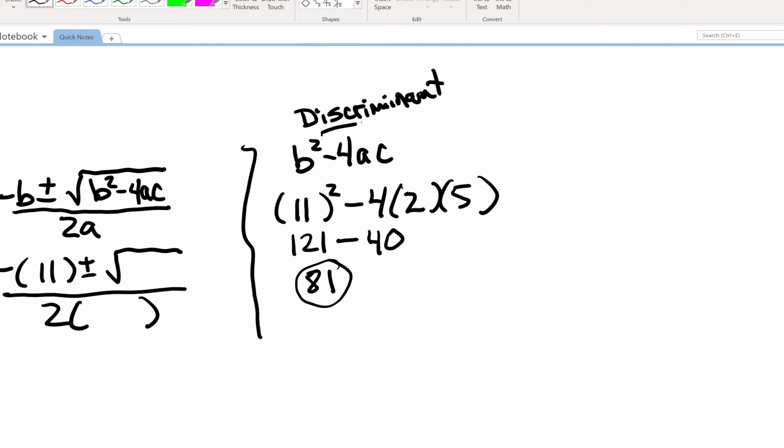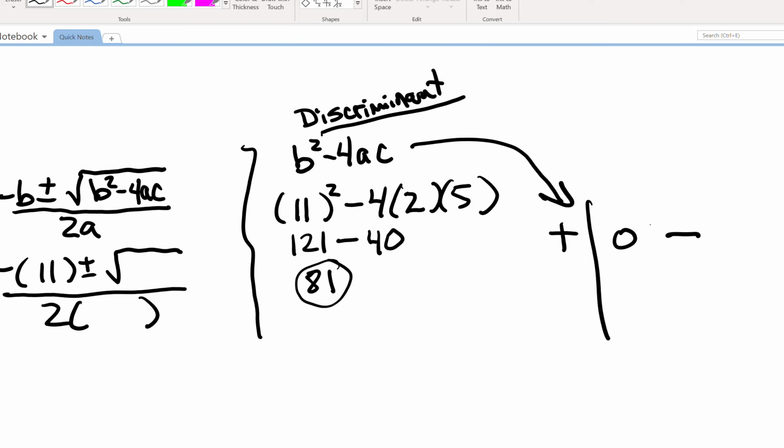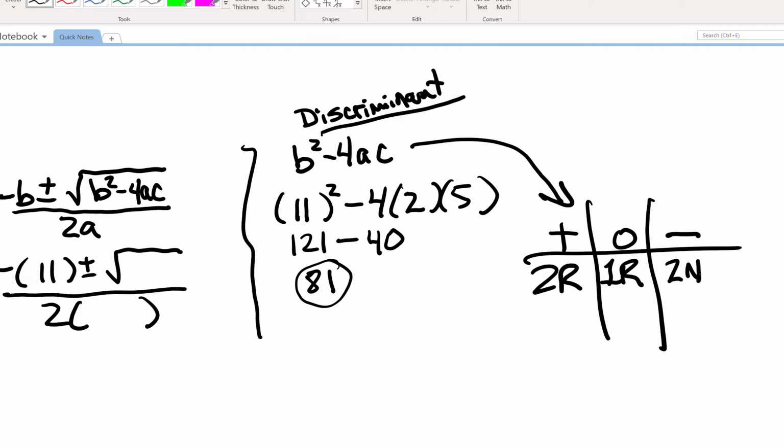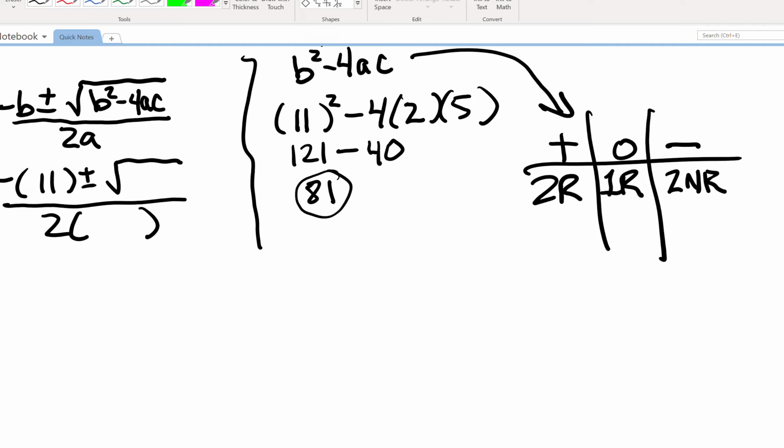Discriminant. And you have 3 possibilities. It could be positive, it could be 0, or it could be negative. And if it's positive, you get 2 real roots. If it's 0, you get 1 real root. If it's negative, you get 2 non-real roots.